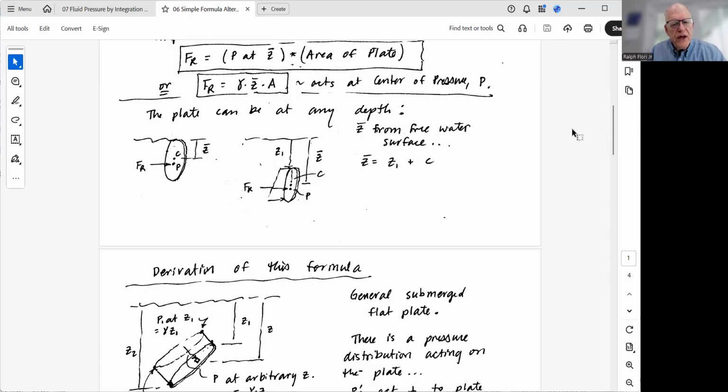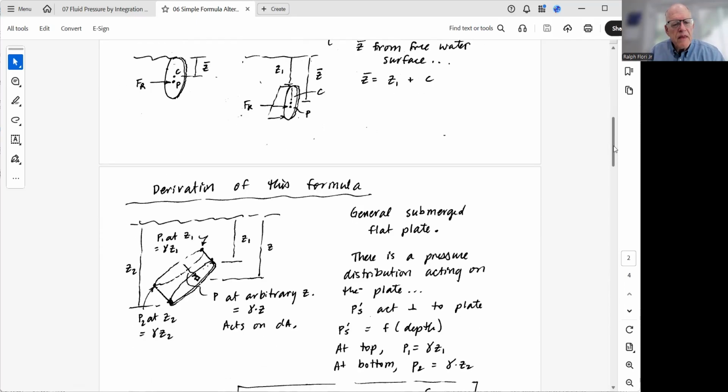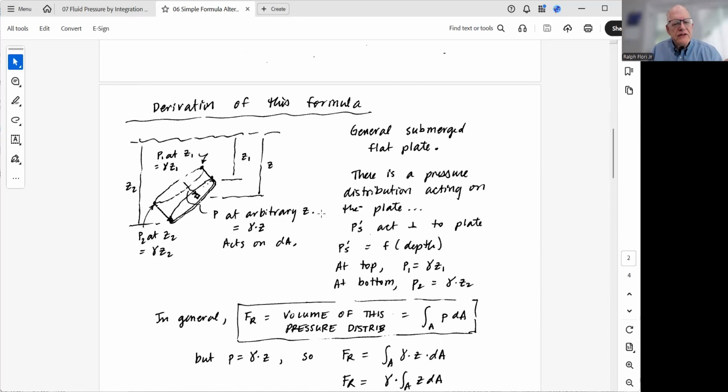So let's derive the formula. It's actually an interesting and relatively simple derivation. It's very clever. This is basically the same derivation that Hibbler gives in his book. You take a general plate at an arbitrary angle. The top of the plate is at a depth Z1. The bottom of the plate is at a depth Z2. You have a smaller pressure at the top, which is gamma times Z1. You have a larger pressure at the bottom of the plate, which is gamma times Z2.